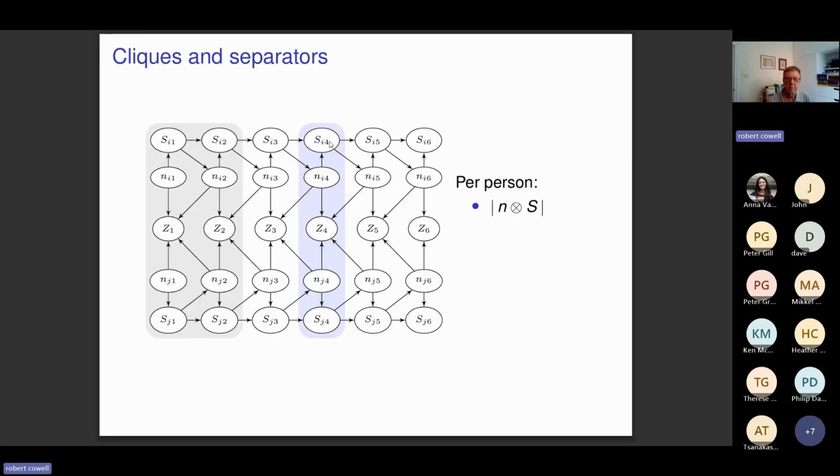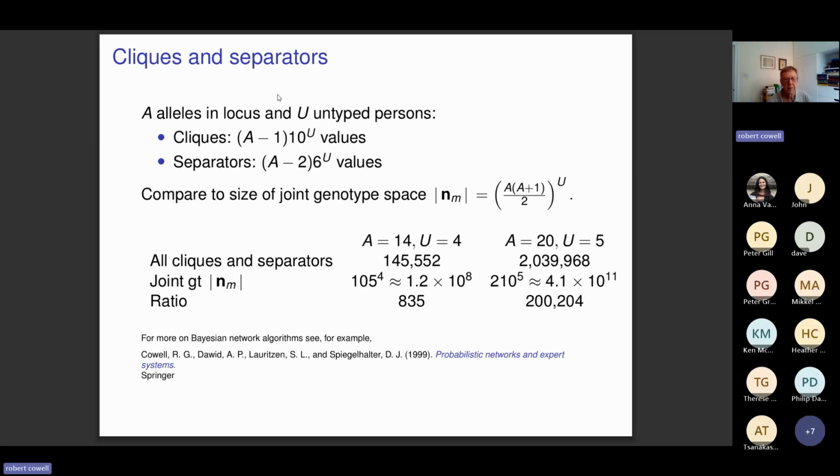Now, if we look at the separator, that involves one S and one N node. So there's 9 states there altogether, but taking into account logical constraints, this reduces to at most 6 possible values. Cliques have 4 such nodes, which gives you 81 possible states, but at most 10 can be non-zero. That's a much bigger reduction. In general, if we have A alleles at a locus, we'll have A-1 cliques and A-2 separators. And if we have U unknown persons, each clique will need 10 to the U values and each separator 6 to the U values. So we add these together, and that gives us the total size of all the tables we need to do the calculations to find the likelihood.